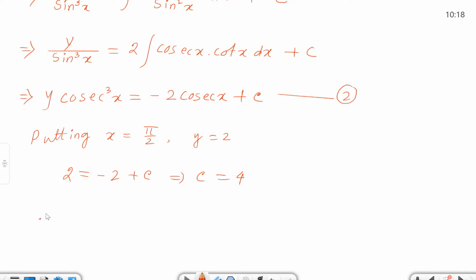Therefore, using c is equal to 4, left hand side is y, y is equal to cosec cube x minus 2 cosec x plus 4. Here if you convert it into sin cos, there is no problem; you can also write it in terms of sin. So that is the solution of the problem.